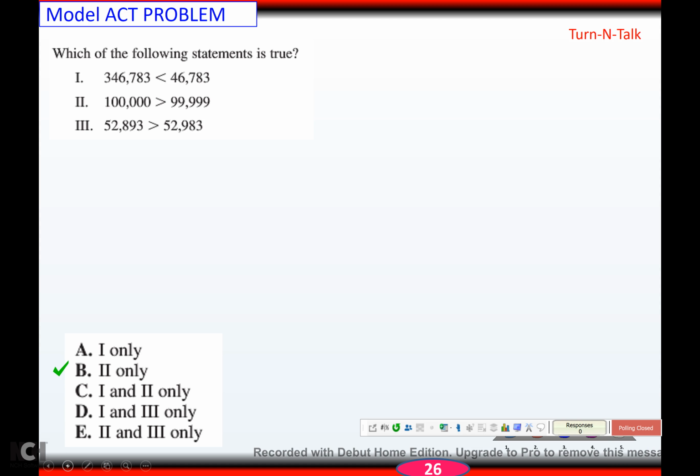B. It says, which of the following statements is true? Well, on this one, you have the 3 here and a 0 here. So 3 is bigger than 0. That should go this way. So that's false. Here, you have a 1 here and a 0 here. This one's bigger, so this one's true. And then here, you got a matching 5, a matching 2, and 9 is bigger, so this should be this way. That one is false. Okay?